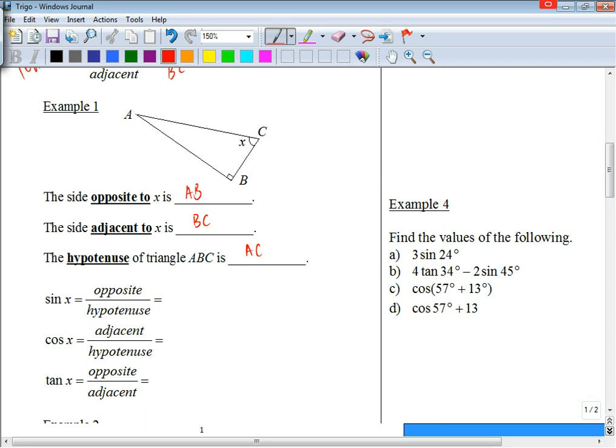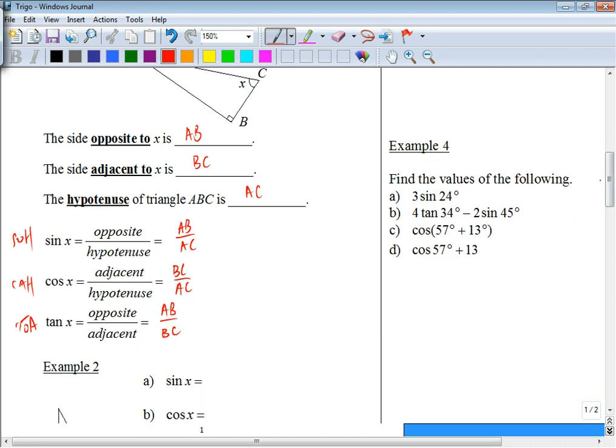Okay, so let's start with the first one, sine x. So this is again SOH CAH TOA to help you remember. Sine x, opposite. So AB over AC. Try it yourself. And check whether you got the same answers as me.